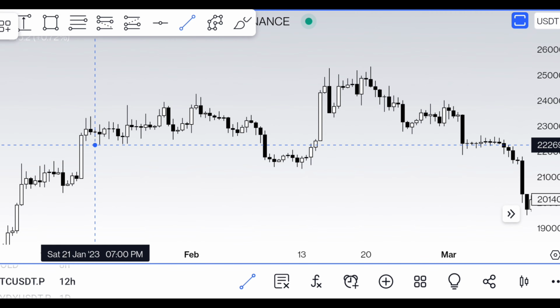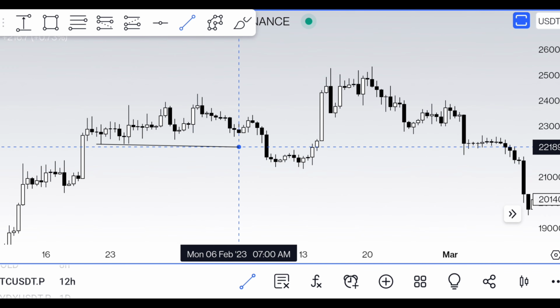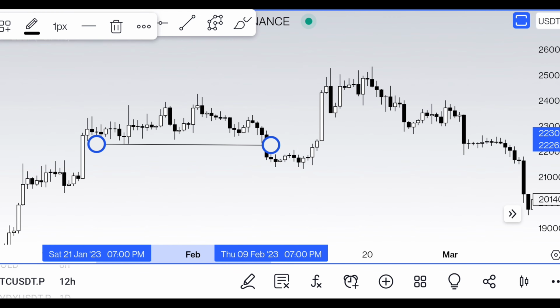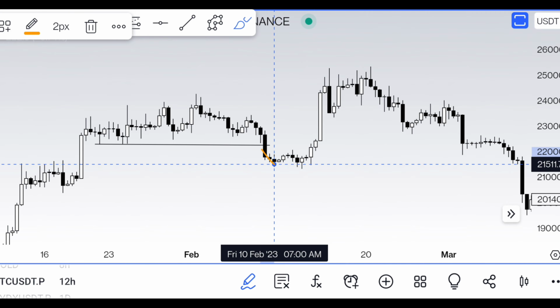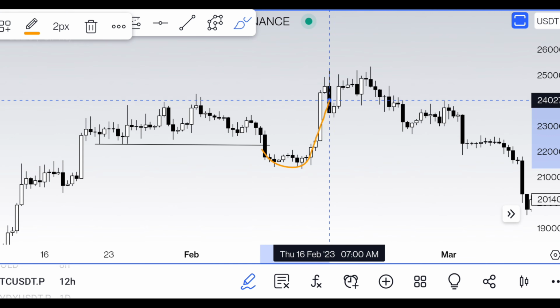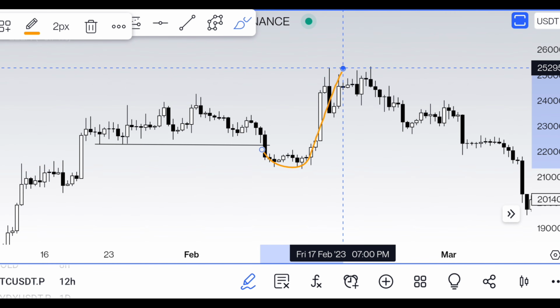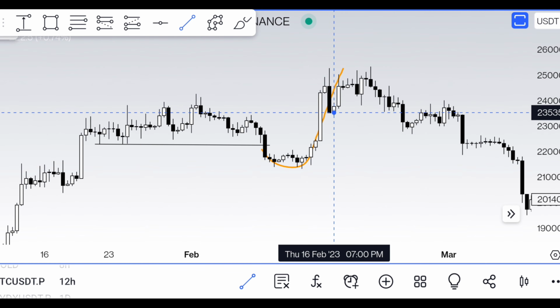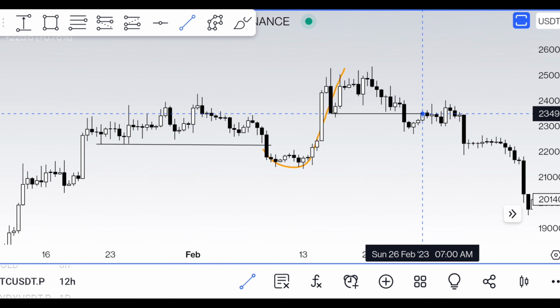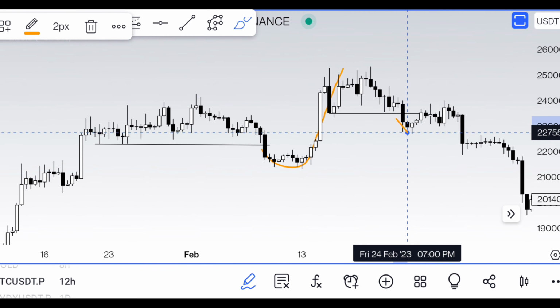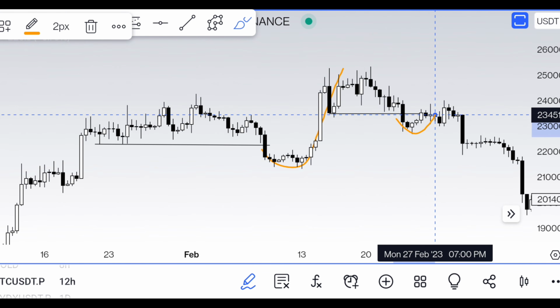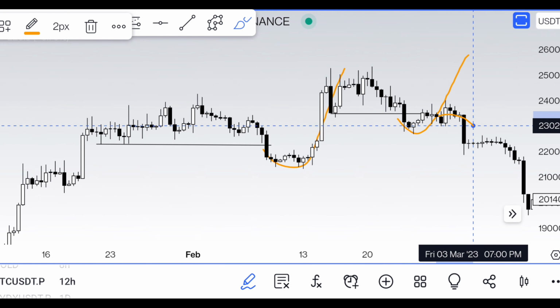You can see here, this was the support, the price was trading above it, and then the price came down, the stop loss was hunted, and suddenly it went up. So this is a perfect example of turtle soup. But here, this was the support, the stop loss was hunted. Now you would expect a turtle soup to go up, but it went down.